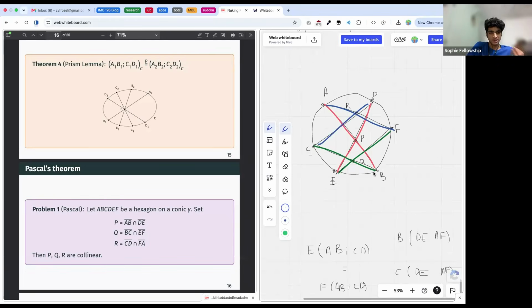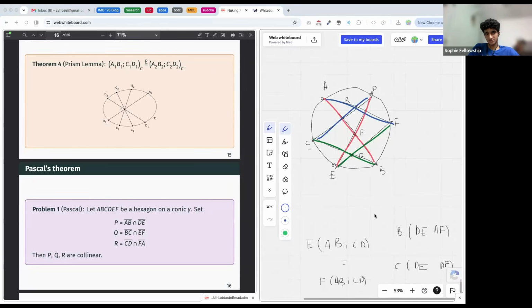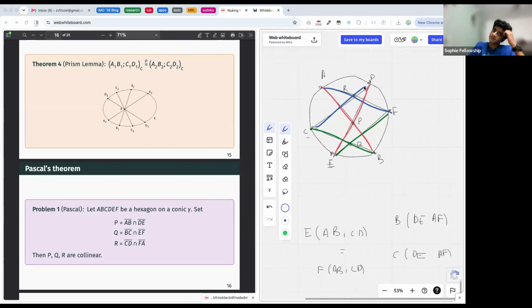So seeing this problem, any ideas or thoughts? It doesn't have to be a full solution. Any idea that you feel, you can just shoot away with that. Apart from bashing. Projective and bash are very good together, but for the purpose of this class, we will not bash.